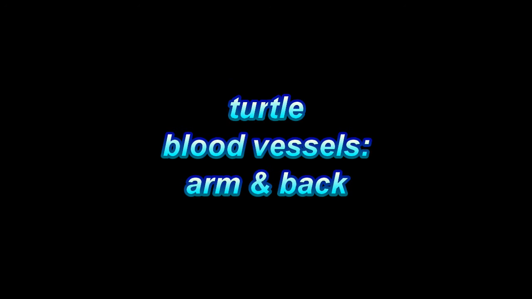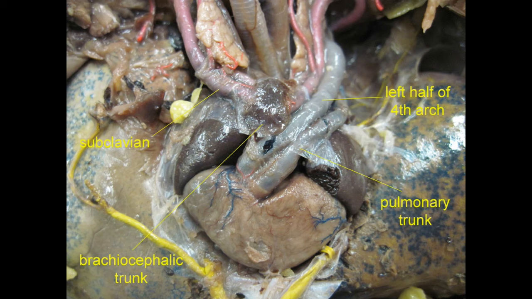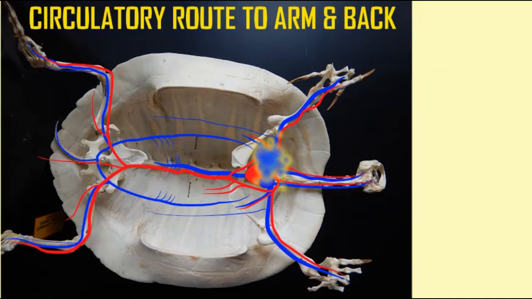In turtles, the circulatory route taking blood to the arm and back could begin with deoxygenated blood in the sinus venosus, which would then enter the right atrium into the single ventricle and from there into the pulmonary trunk. The ventricle could possess a partial septum, which would help to separate the oxygenated and deoxygenated blood, just not completely.